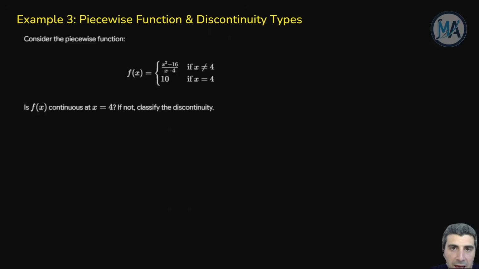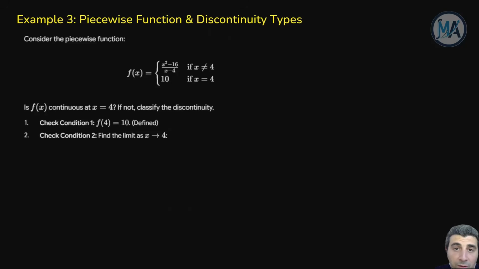Now let's take a peek at a piecewise function. Let's consider f of x. It's defined in two pieces, and we want to know if it's continuous at x equals 4. So first one, f of 4 equals 10. So the function is defined at 4.